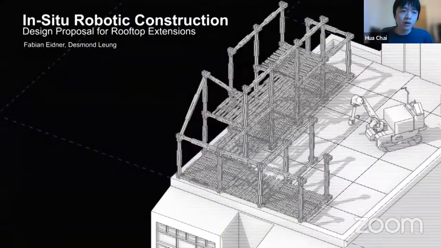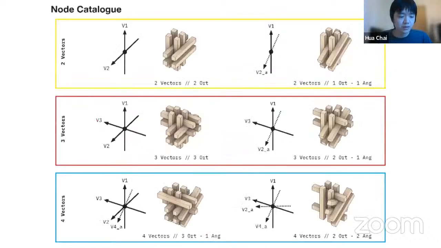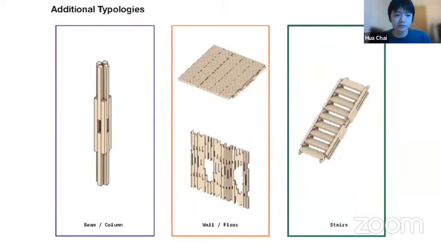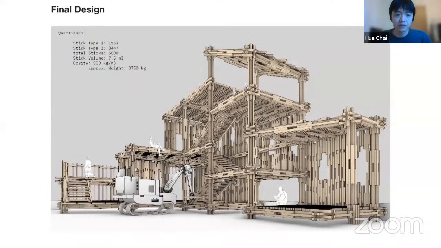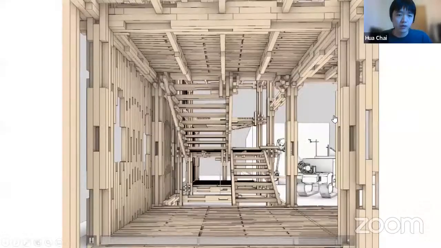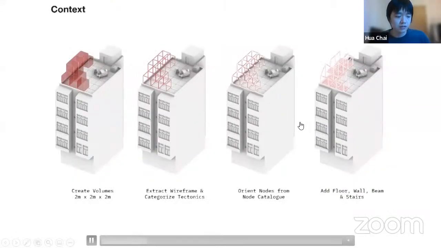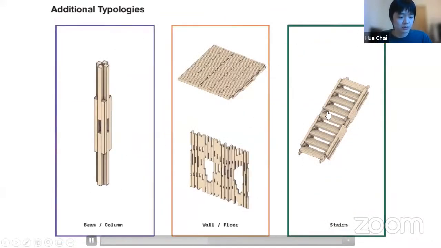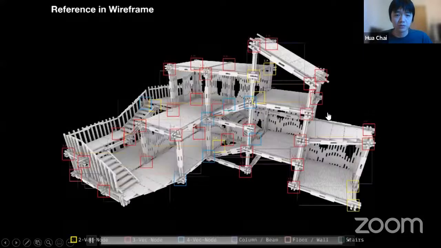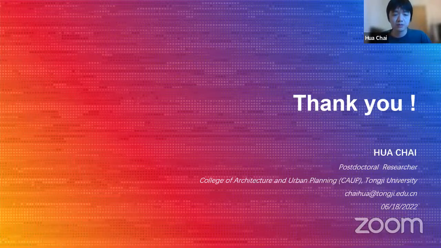This is one of them, made by Fabian and Desmond, which is a redesign of traditional lightweight wood frame construction with the new logic of this kind of mobile robot construction. Here we can see the potential of extending robot on-site timber construction into the existing construction system and into the industry. Okay, that's all for my presentation today. Thank you for listening.